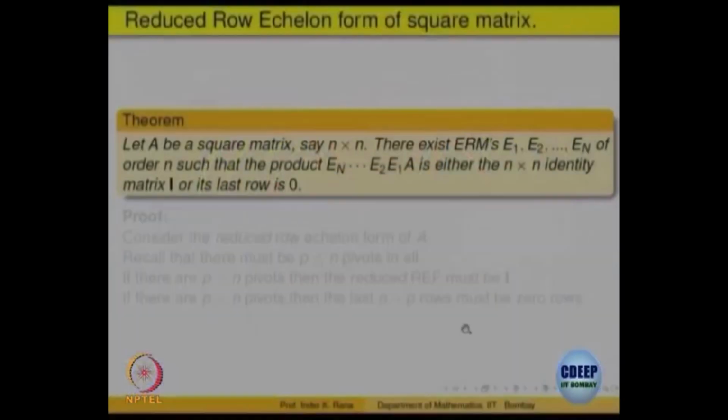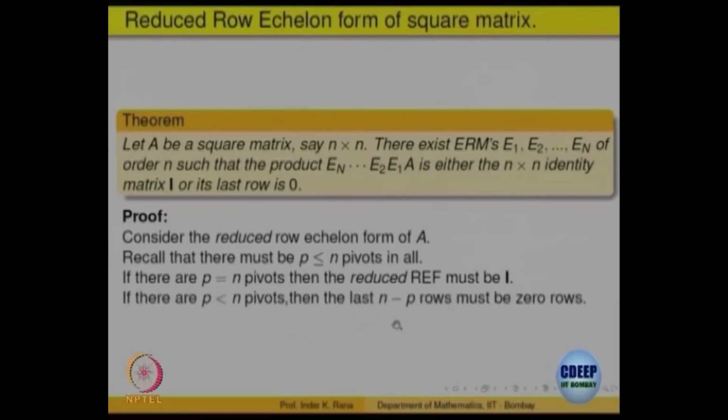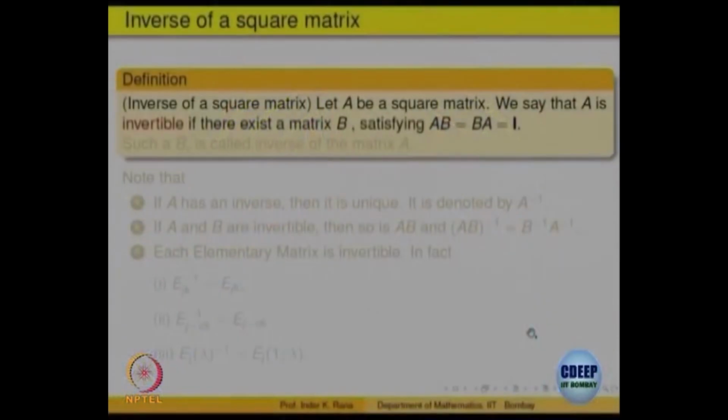The proof is rather obvious, because once we do those operations, it only depends on the number of pivots. So if the number of pivots is p less than n, then n minus p rows at the bottom will be all 0, right? And you can see that on that portion of the matrix where pivots are coming, that will be identity. That portion will be identity matrix, okay, right? P cross p on the left side will be identity.